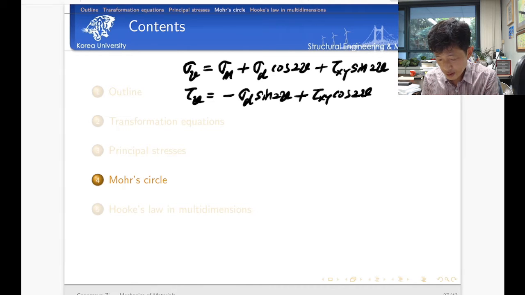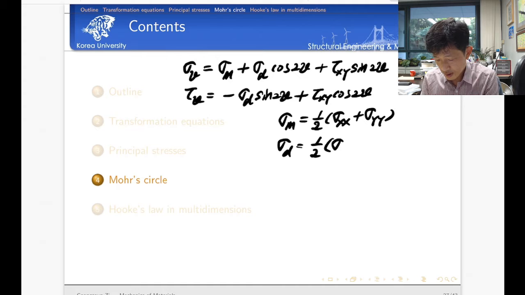Here, make sure that the mean stress is what? Mean stress is given by a half of the reference sigma xx and sigma yy. And the stress difference is equal to a half of sigma xx minus sigma yy.